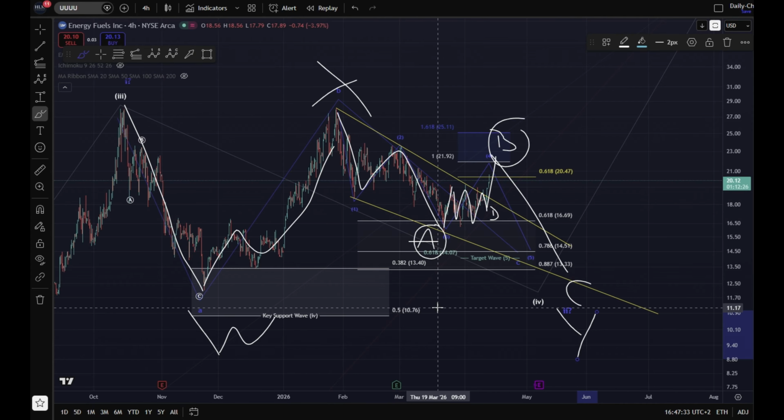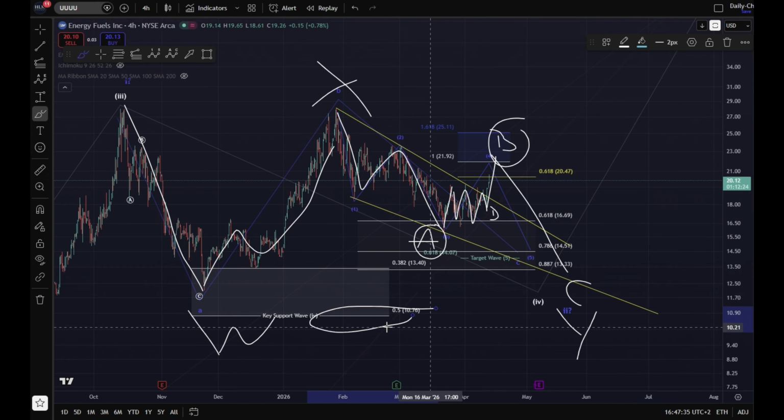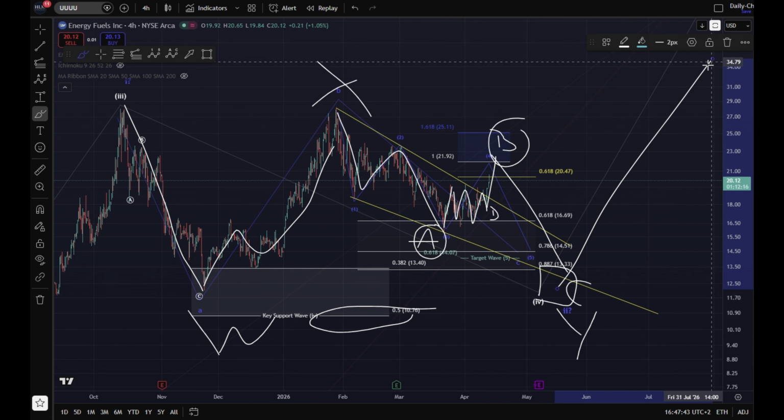And as long as we hold above the critical level, the potential wave 4 support at $10.76, I'm looking for trend continuation to the upside from this level down here.